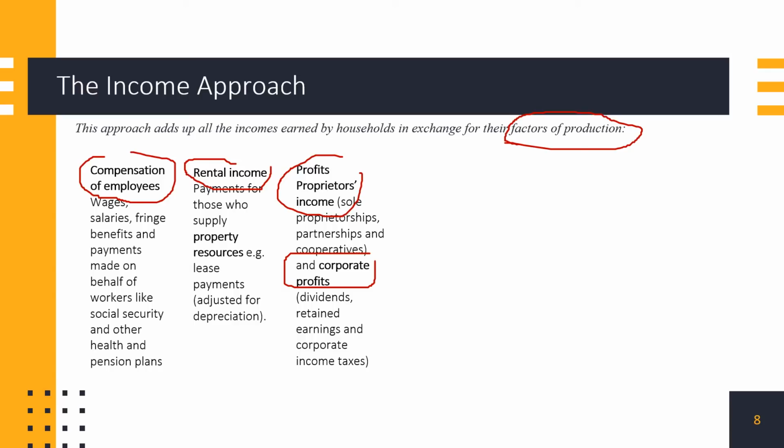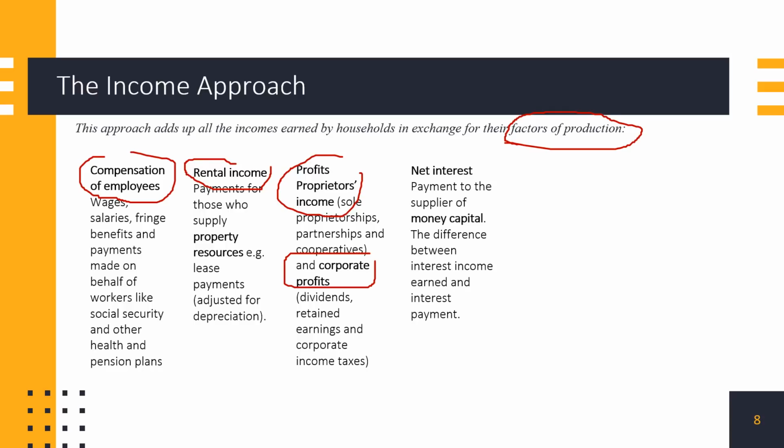Now, the fourth category of resource or factor of production is capital. What's included in the calculation of GDP is net interest. This refers to payment to the supplier of capital, or money capital. Of course, you must take into account the difference between interest income earned and interest payment. That is why we only take into account net interest.